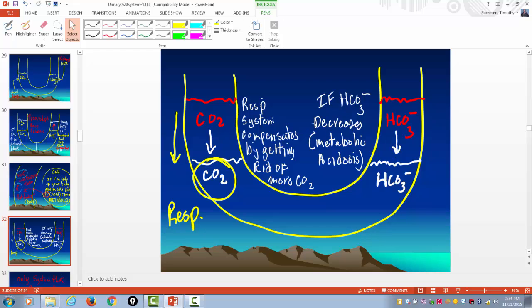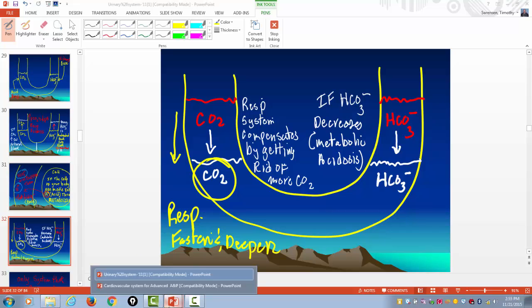If the bicarbonate drops because the cells of the body, through metabolism, metabolic acidosis, are making more hydrogen ions than normal, that will decrease the circulating level of bicarbonate, right? So to maintain the pH, your CO2 has to go down. And what system controls CO2? That's the respiratory system. So how do you get rid of more CO2? You breathe faster and deeper. So the only system, again, that can compensate for a metabolic pH imbalance is the respiratory system.